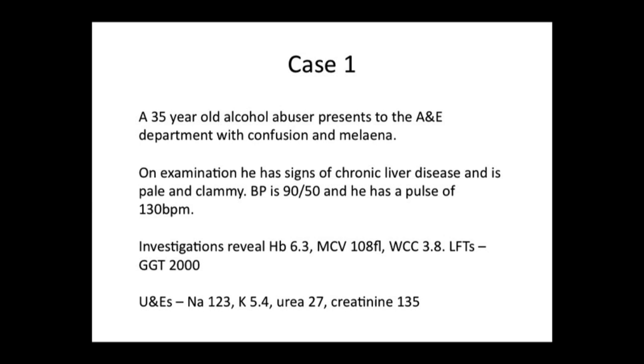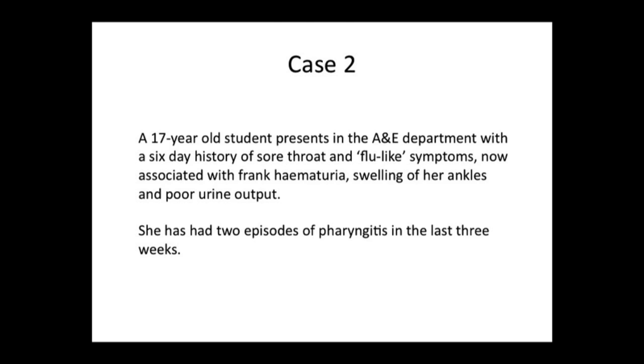The second case: a 17-year-old student who presents to A&E with a 6-day history of a sore throat and flu-like symptoms, who now has frank hematuria, so frank blood in urine, swelling of her ankles, and a poor urine output. She had 2 episodes of pharyngitis in the last 3 weeks.